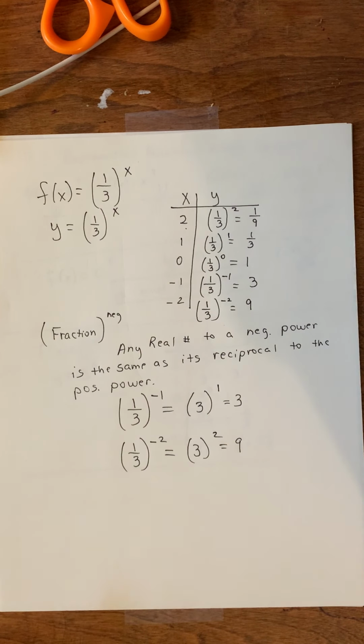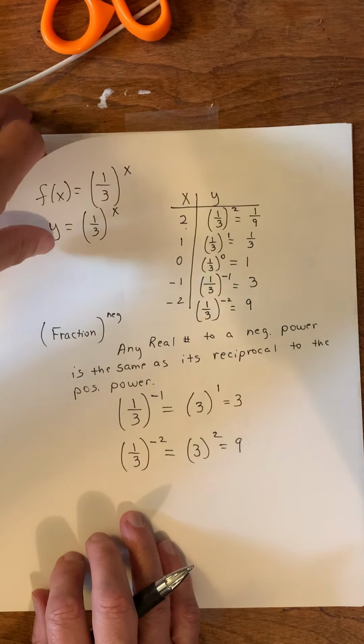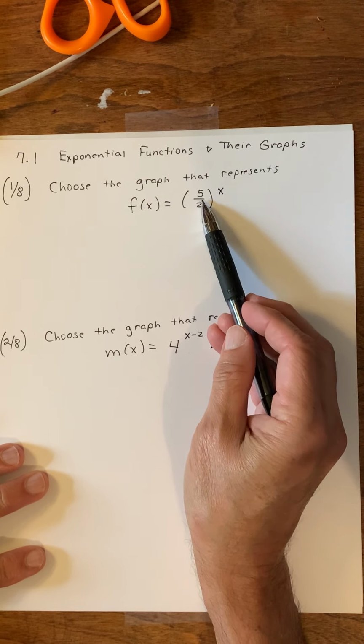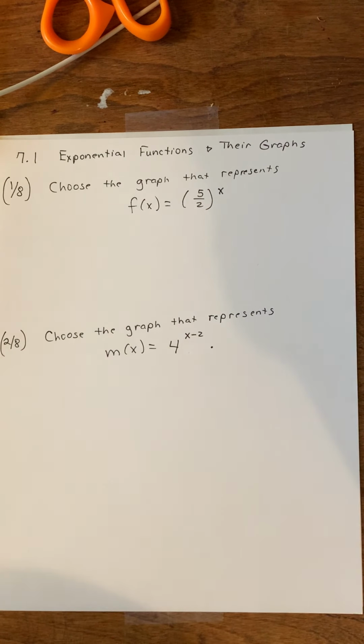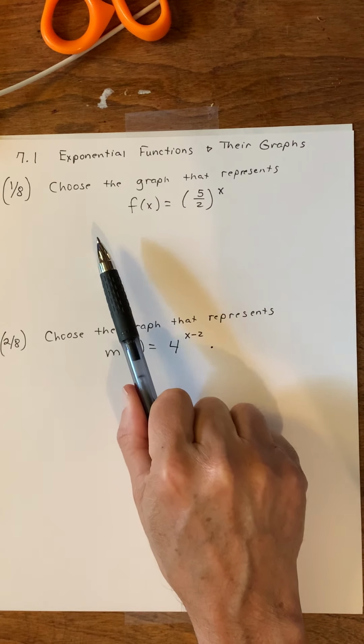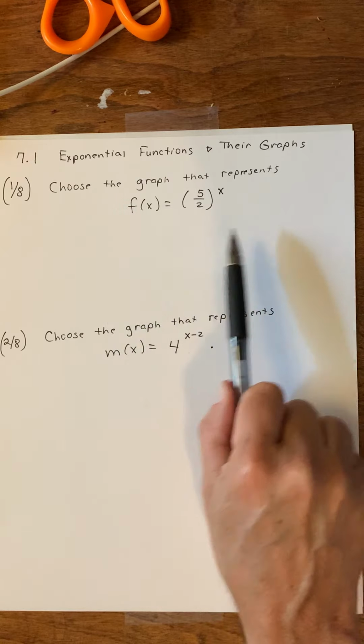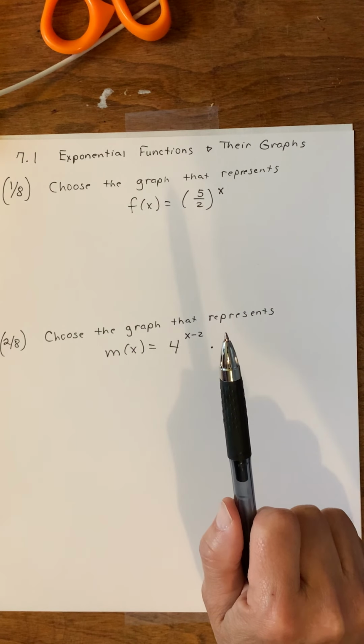All right, let's look at some of our Hawks problems and see if we can figure out the answers based on what we just observed with these two graphs. Here's the first one. Choose the graph that represents 5/2 to the x power. And by the way, Hawks is going to give you 4 pictures and you're going to pick one of them. You've done that before, right?